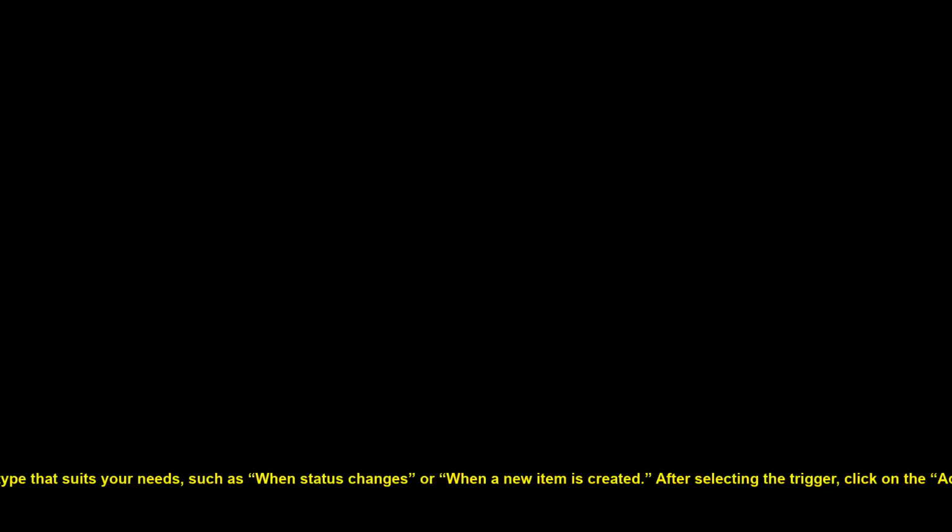In the Custom Automation Builder, click on the Add Trigger option. Choose a trigger type that suits your needs, such as when status changes or when a new item is created. After selecting the trigger, click on the action, and from the list of actions, scroll down and select Webhooks.